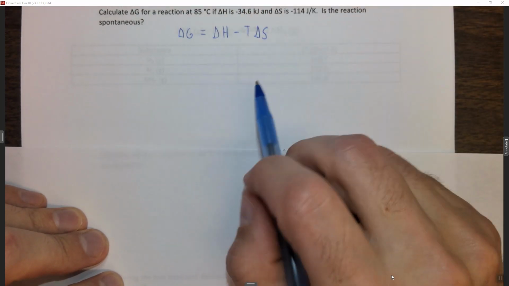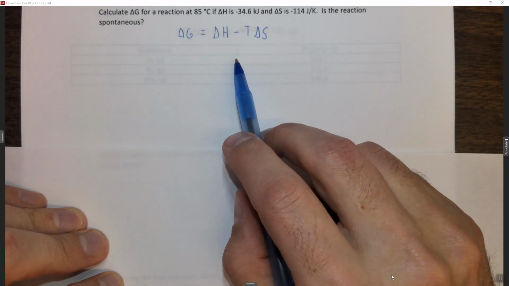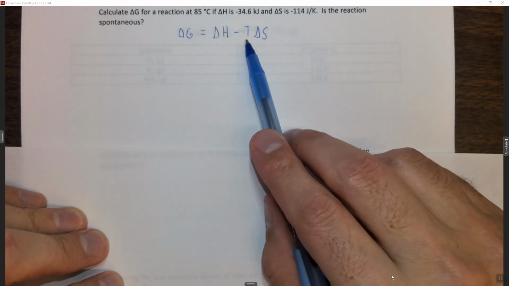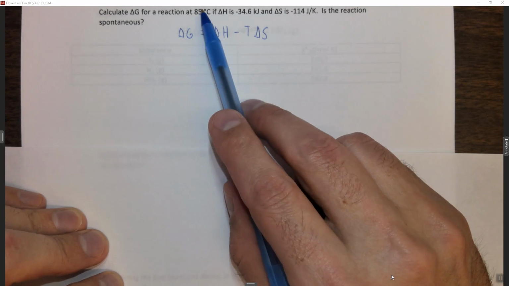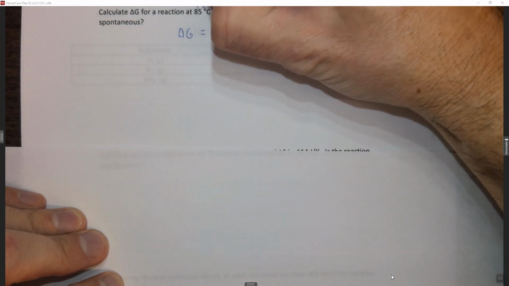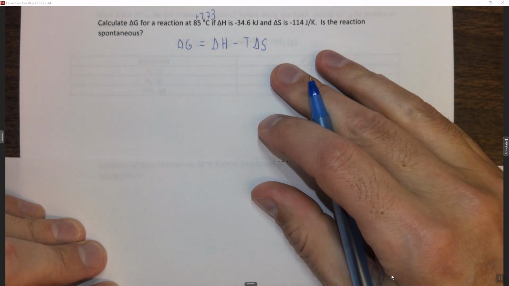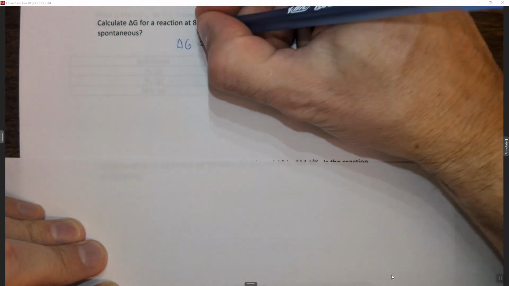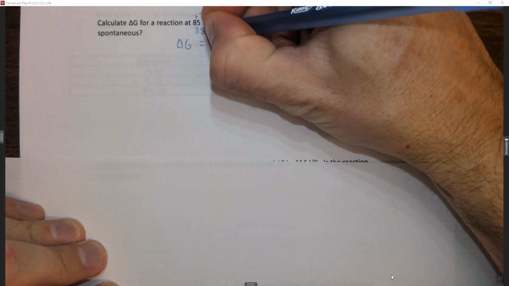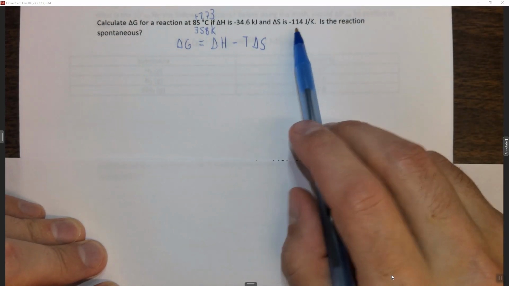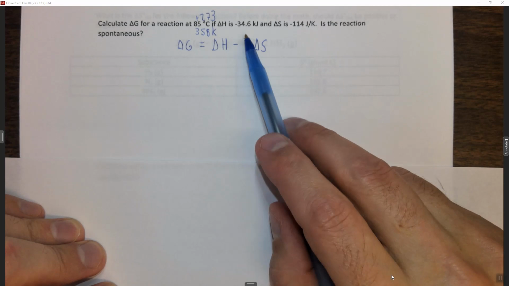All right, a couple of things before we start plugging numbers in. First thing to remember is that the temperature has to be in Kelvin. Okay, so we can't plug in 85 degrees C. We've got to add 273 to that, to give us a temperature here of 358 Kelvin.